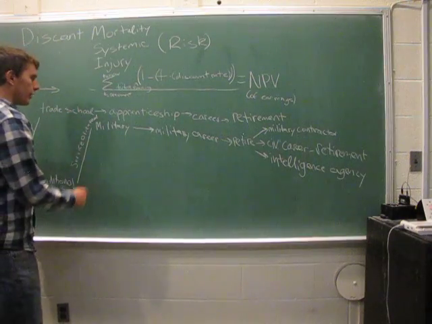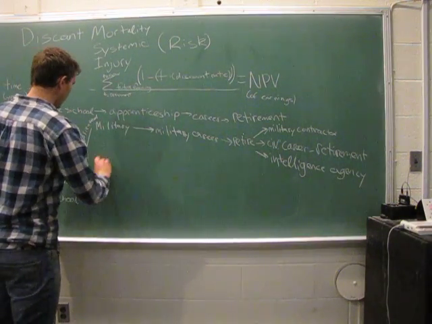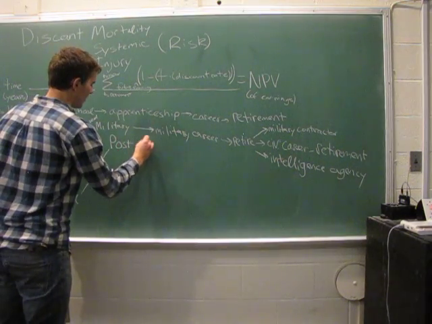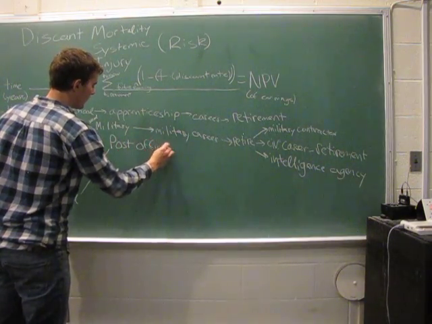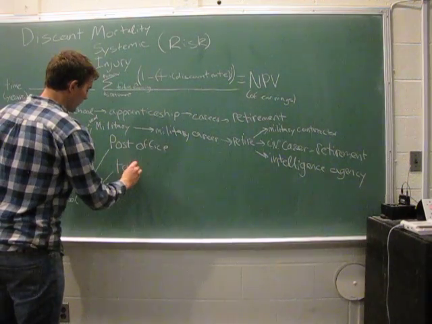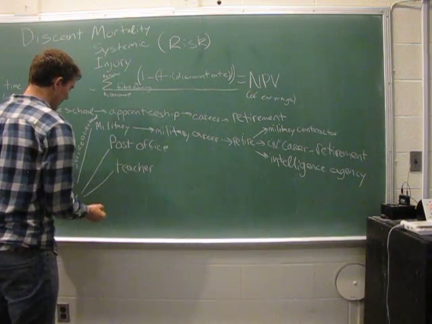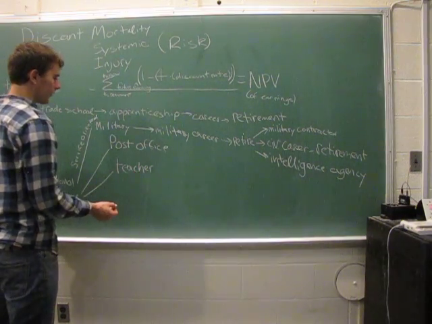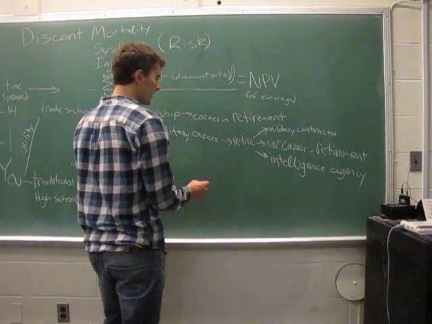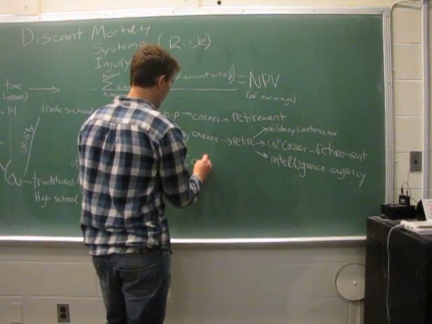So the next couple ones I'm going to do are going to be working for the government. You can also work for like the post office. You can work as a teacher for the government. You know, there's a variety of career tracks you can have, and then most of these all lead to the same place, which is just government pension.